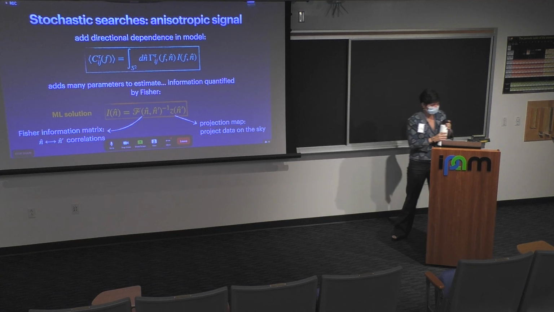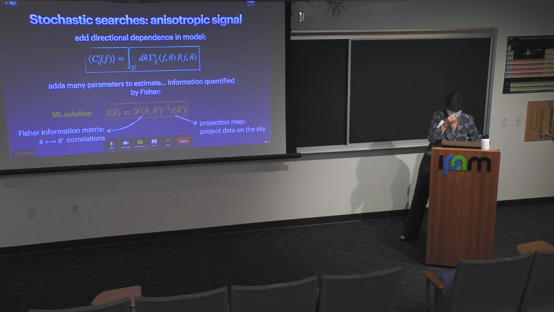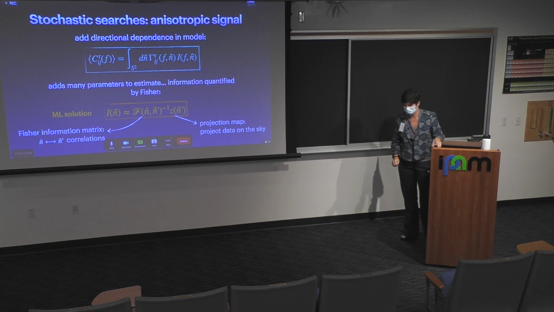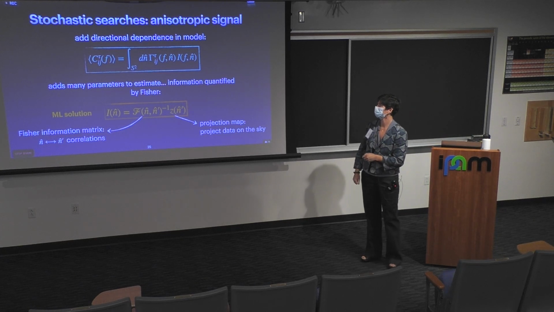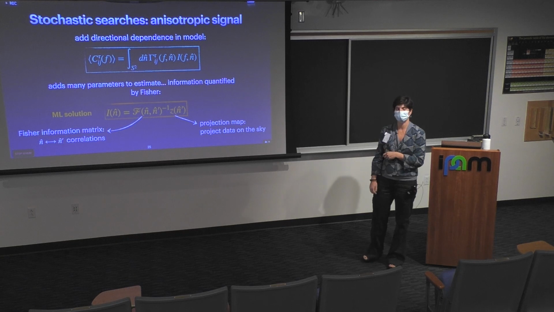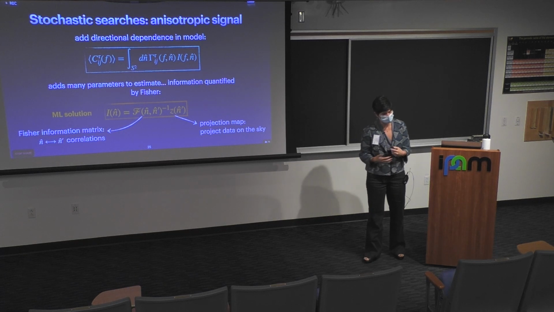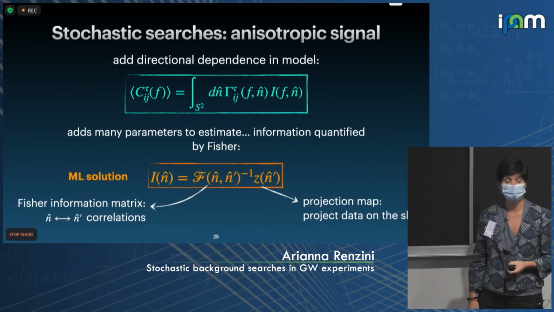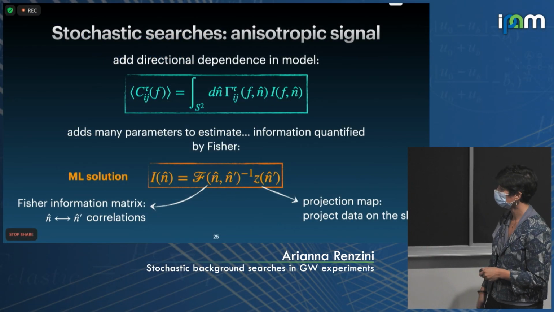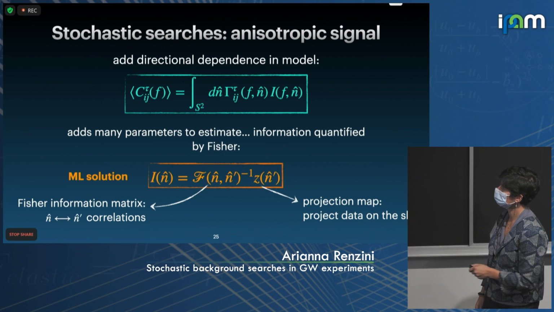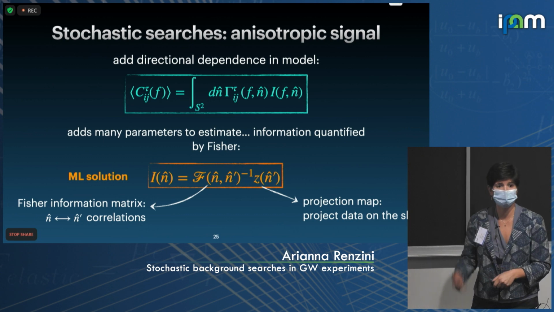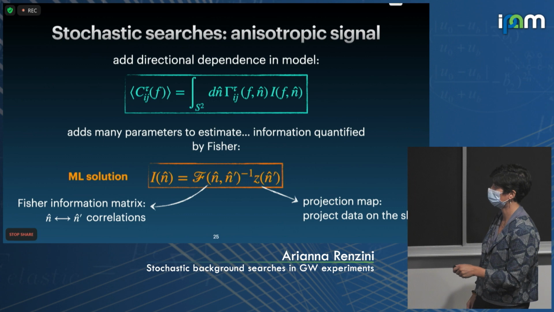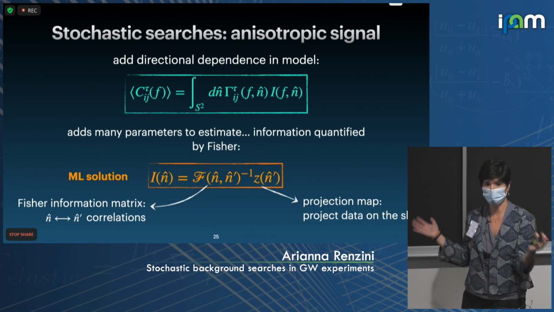OK. So we can relax the assumptions one by one that we made at the beginning. One thing that we can relax is let's actually think of an anisotropic background as opposed to an isotropic one. What will change in my likelihood formulation? Well, not much has to change. You just need to add directional dependence in your model. So in your cross-correlation statistic, you can add directional information. Your overlap function now becomes a function of direction as well.